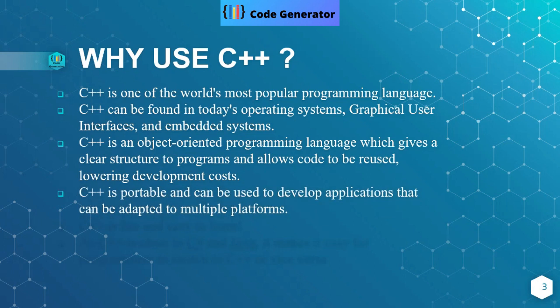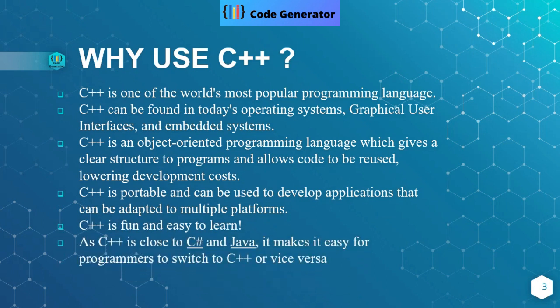C++ is portable, which means your source code compiles without maintenance across one or more versions of the same compiler and can be used to develop applications that can be adapted to multiple platforms. It is a fun and easy to learn language. As C++ is close to C# and Java, it makes it easy for programmers to switch to C++ or vice versa.